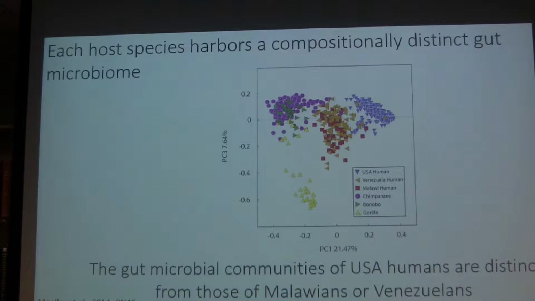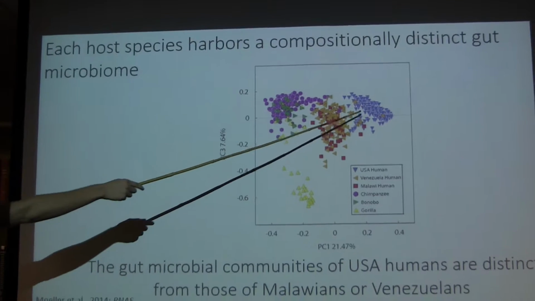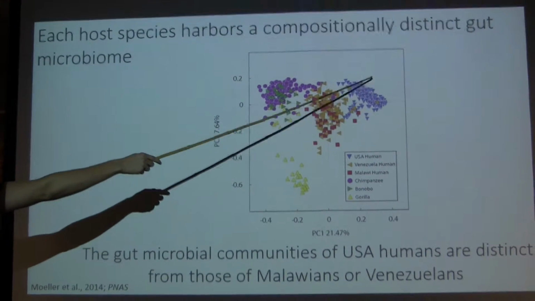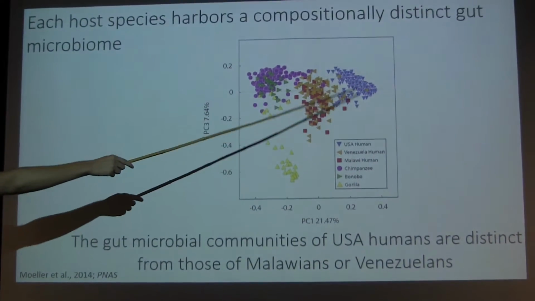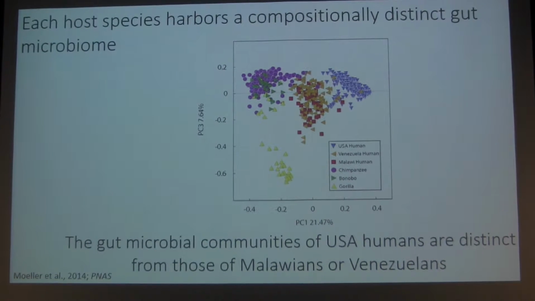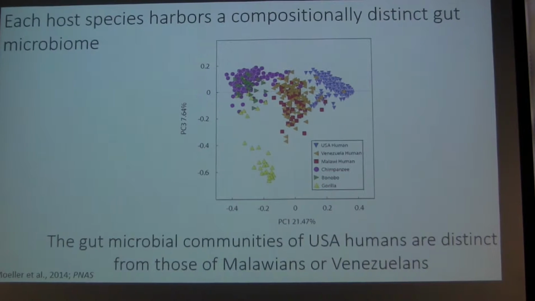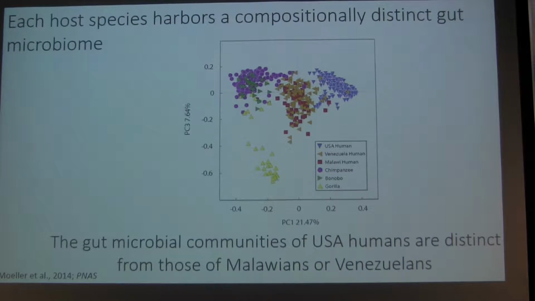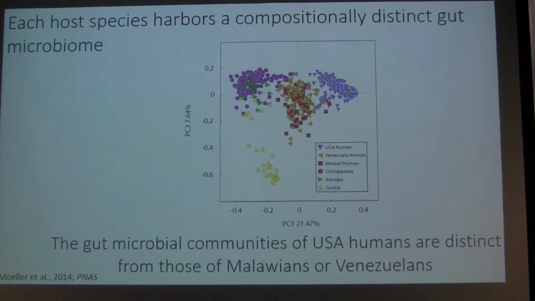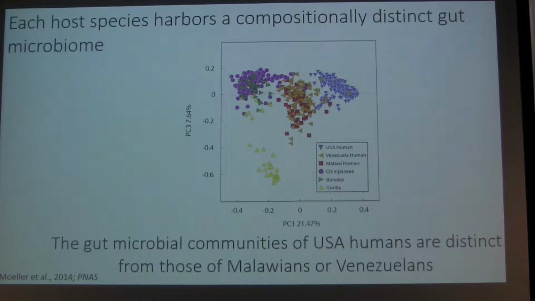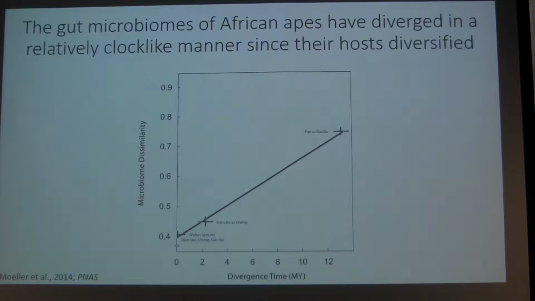But also, I wanted to point out that if you look at these upside down blue triangles here, these are humans from the United States. They seem to be forming a distinct cluster, even relative to other humans, those sampled from Malawi or Venezuela. And so it looks like something weird is going on in humans from the United States, where we're more divergent from apes than we would expect, and also more divergent from other human populations in terms of our gut constituents.